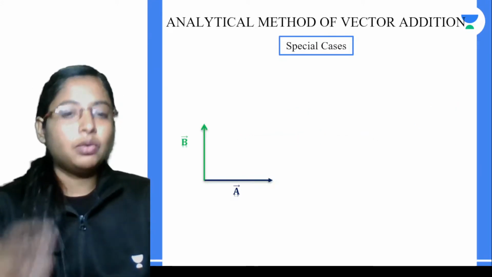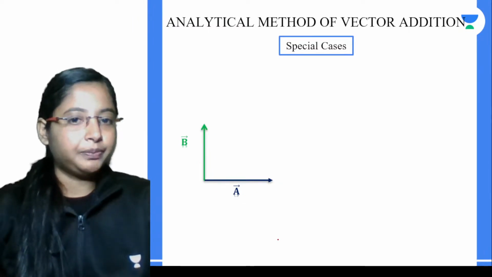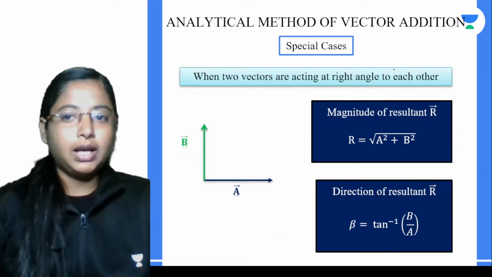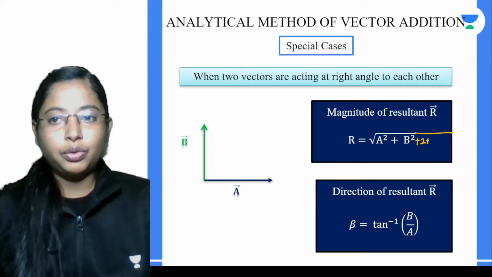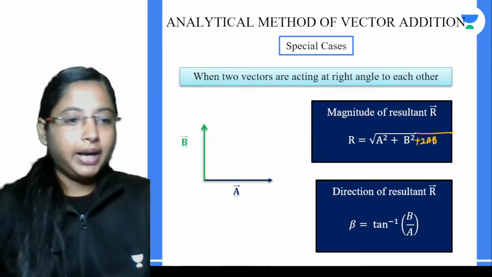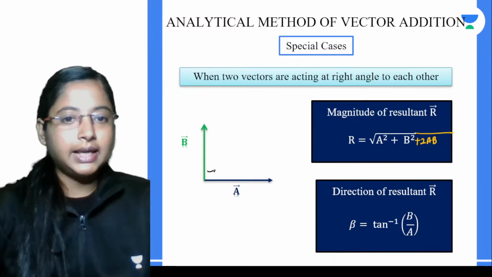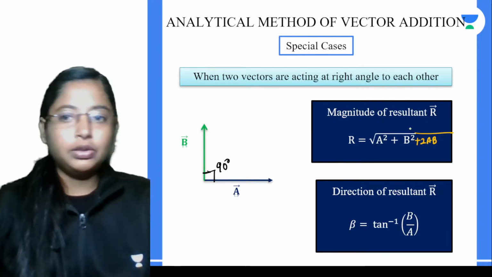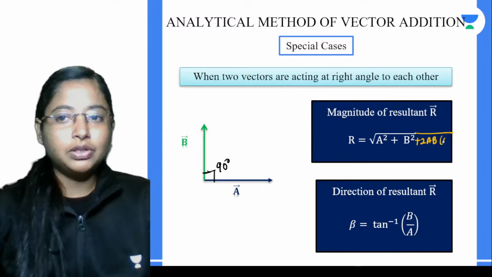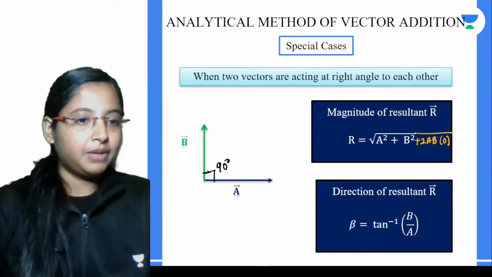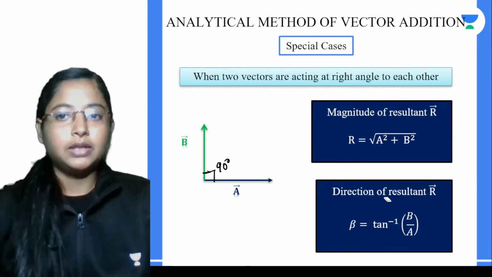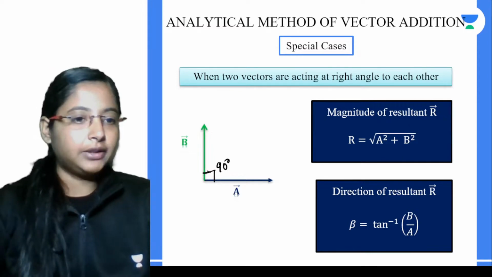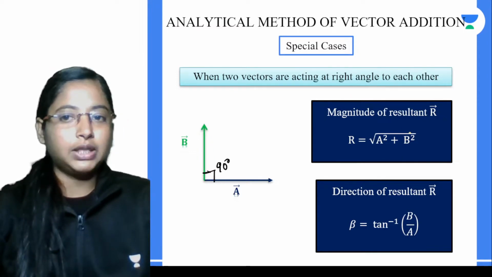There is one more case. What if they are perpendicular to each other? In this case, what will happen is very simple. Look at this equation, we have plus 2ab cos theta. But the angle over here is 90 degrees, so cos 90 becomes 0. So the term 2ab cos theta becomes 0, and all you will have is a square plus b square. So the resultant is just the square root of the sum of the squares of the other two vectors.